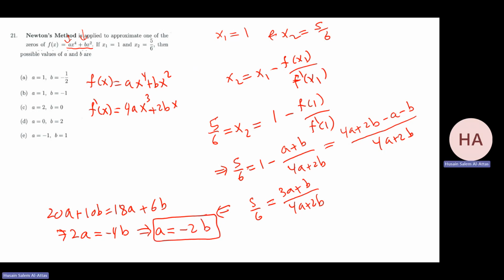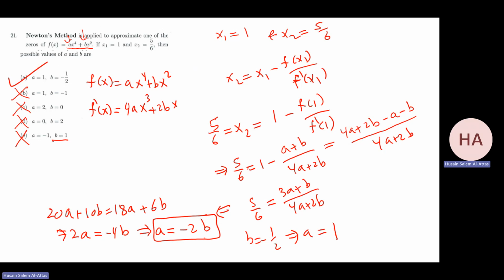So I have this relation. So I need to check which one is correct. If b equals 1, a should be what? -2. This is wrong. If b equals 2, a should be -4. This is wrong. If b equals 0, a should be 0. This is wrong. If b equals -1, a equals 2. This is wrong. If b equals -half, a will be what? 1, which is the only solution, the only correct option.